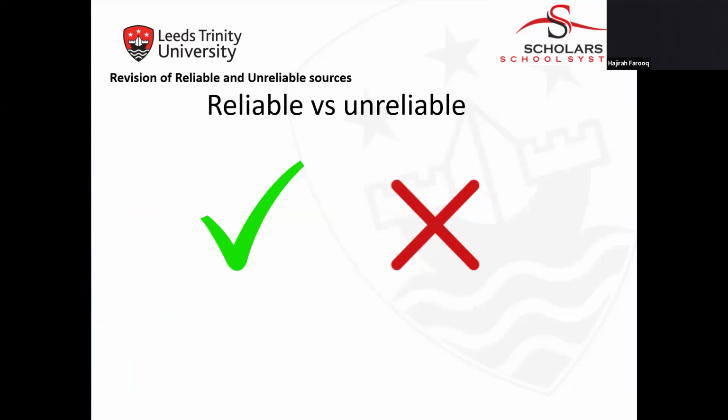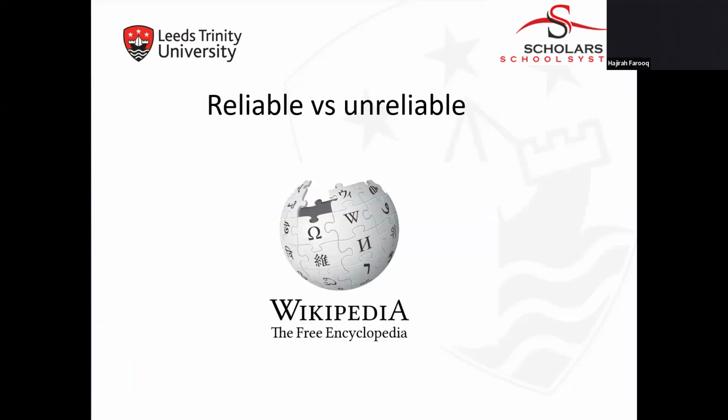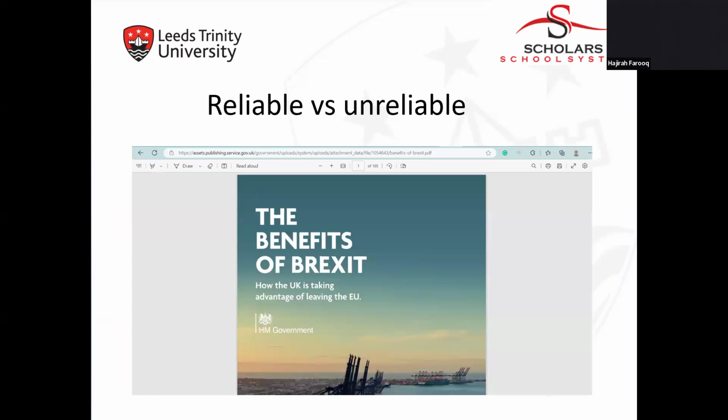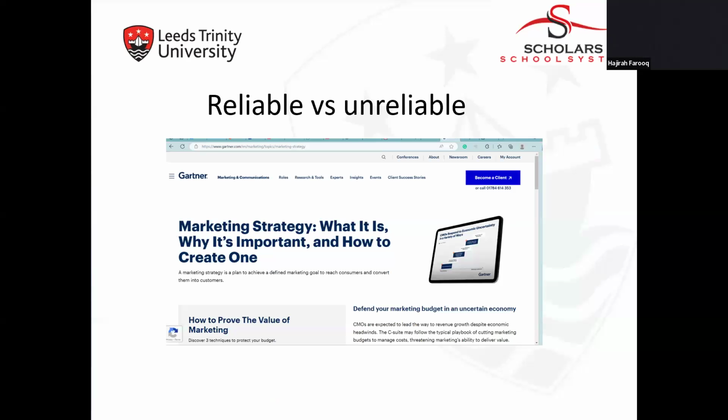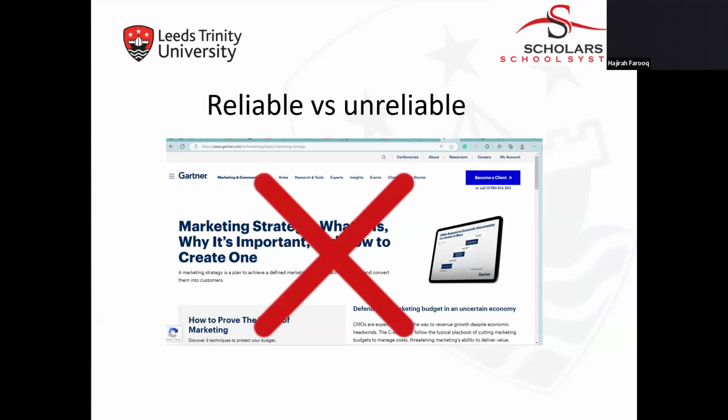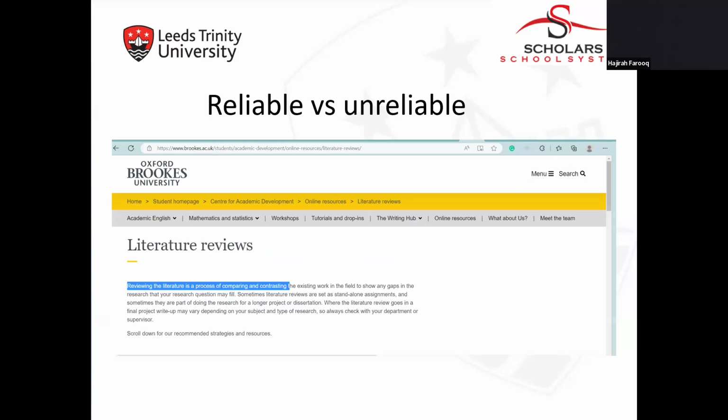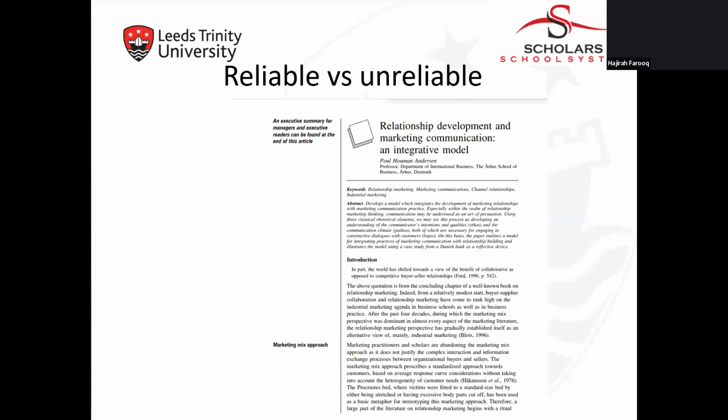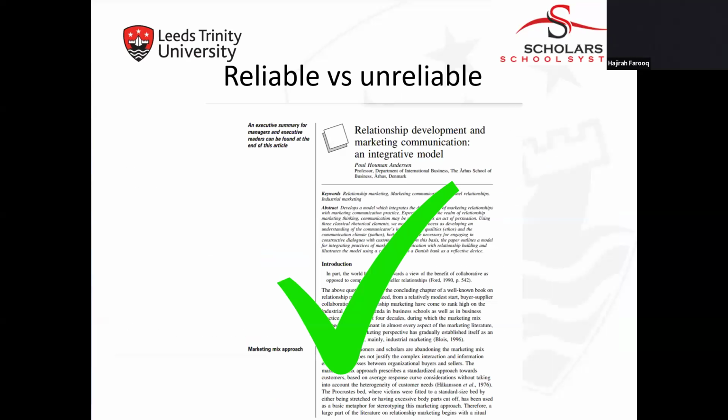And then we also discussed a little bit about reliable and unreliable sources of information, such as Wikipedia, which is unreliable, the gov.uk websites, which are reliable, the .com websites, which are unreliable, the ac.uk websites, which are reliable, or the university websites, which are reliable. So, journals, articles, books, which are also reliable.